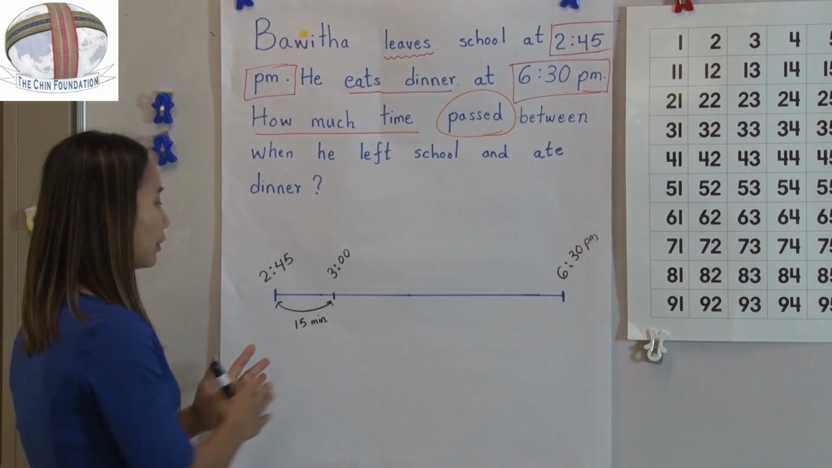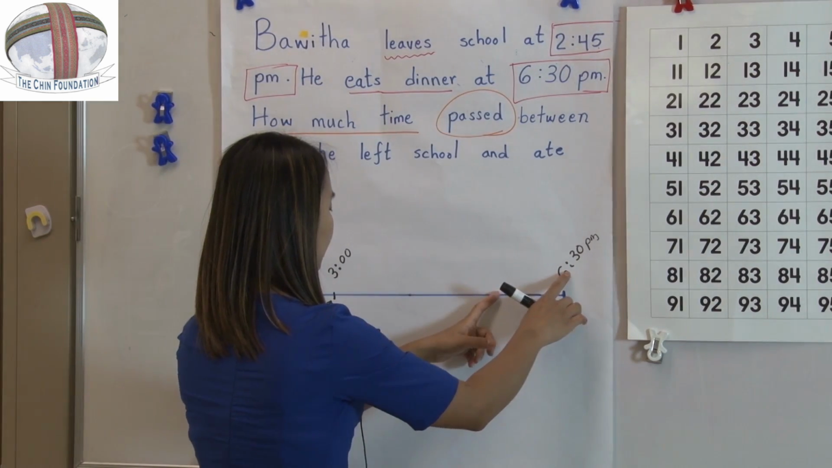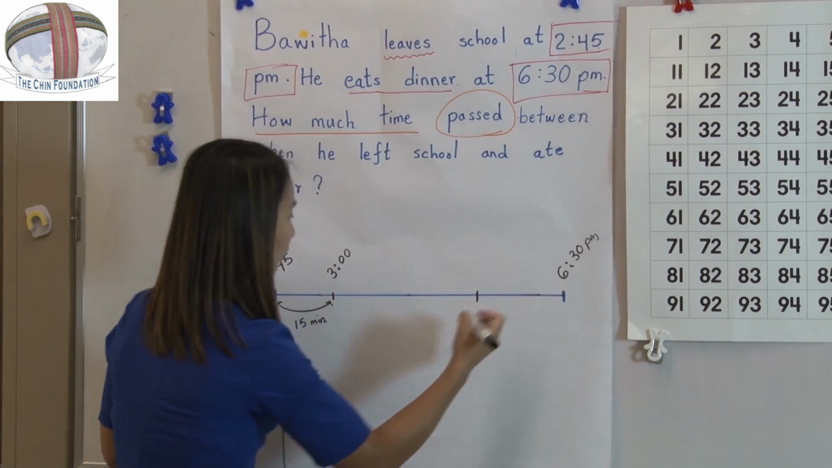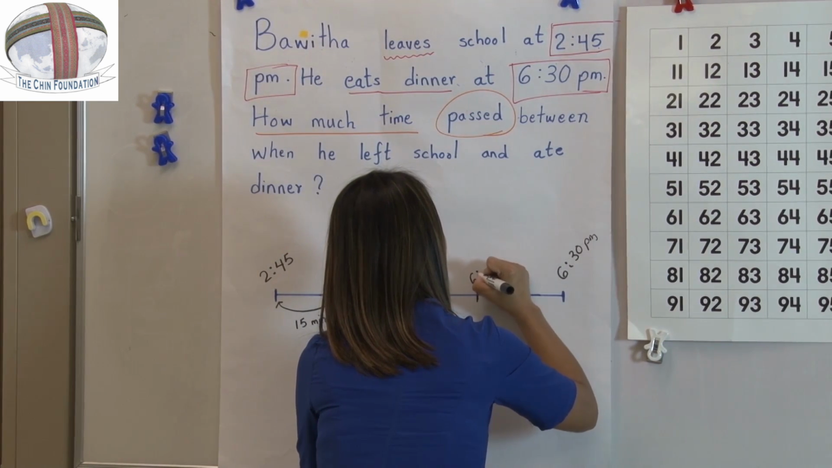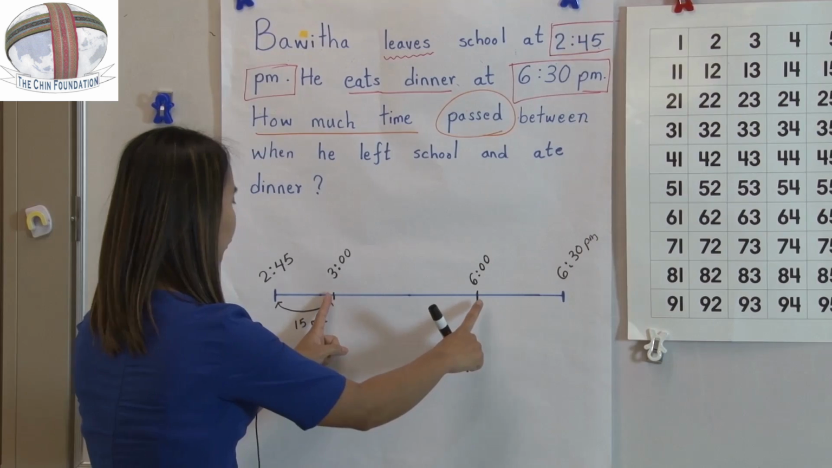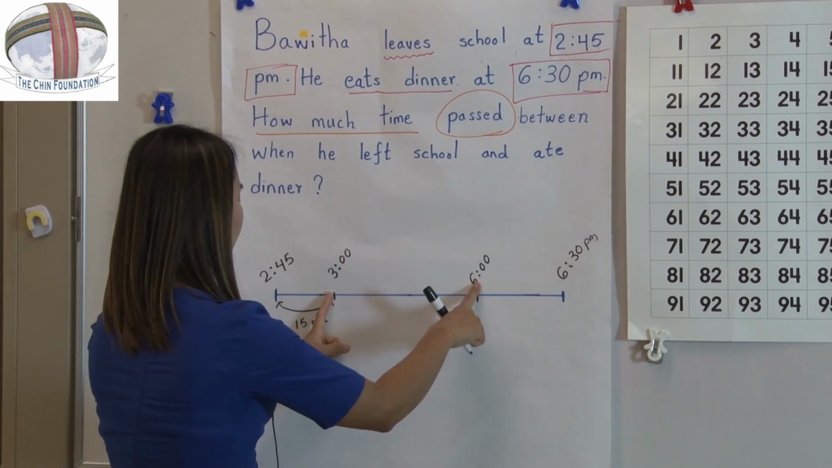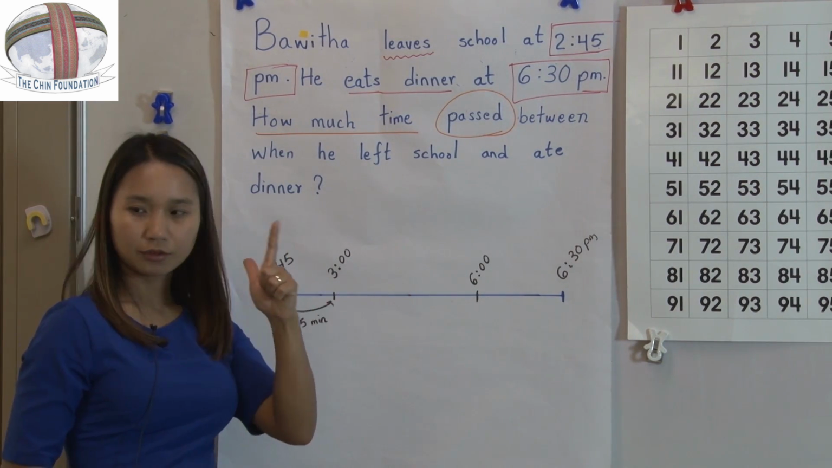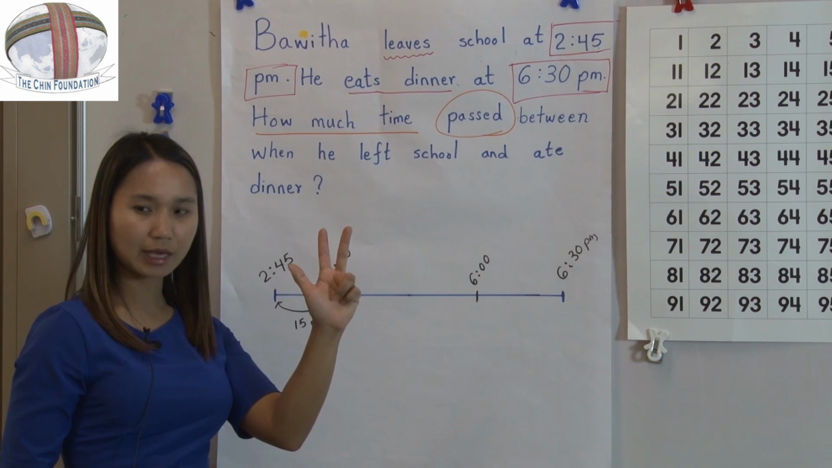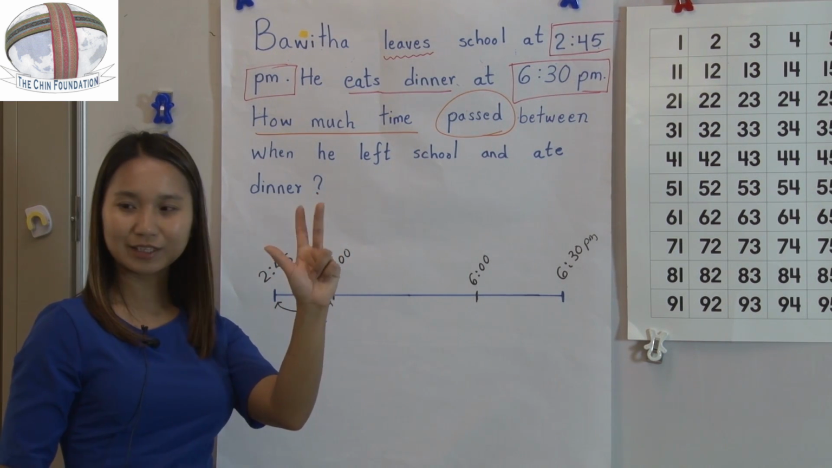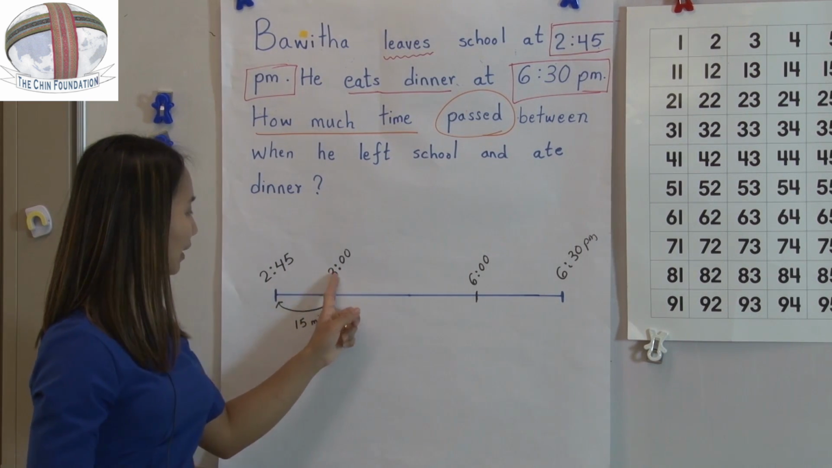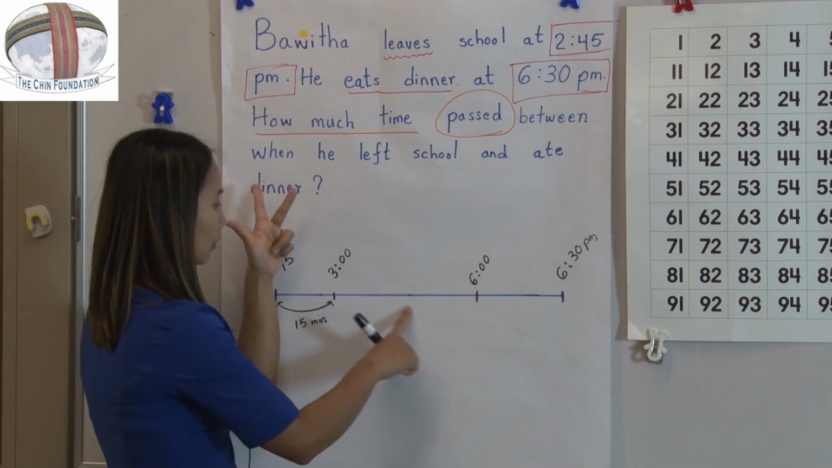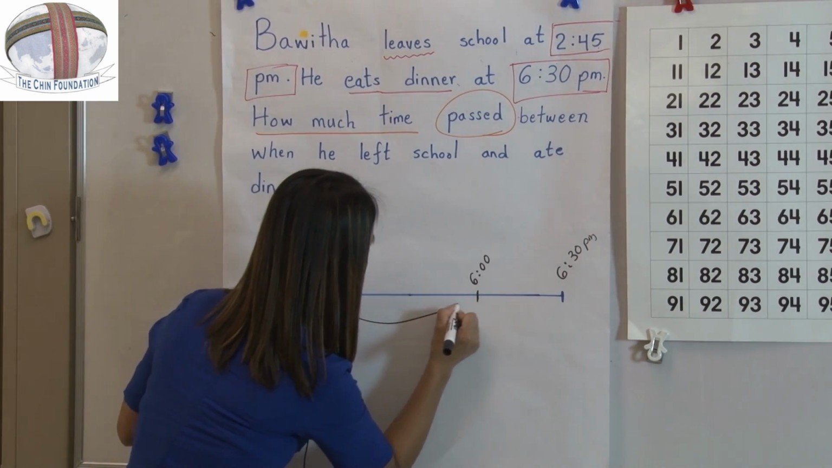I will round to the nearest hour for 6:30, which is 6 o'clock. Okay, so I'll put my 6 o'clock here. I need to figure out between these two numbers how much time. So 3 o'clock, 4 o'clock, 5 o'clock, 6 o'clock. How many hours? 3 hours. So let's do it again: 3, 4, 5, 6. That means it takes 3 hours from here to here.